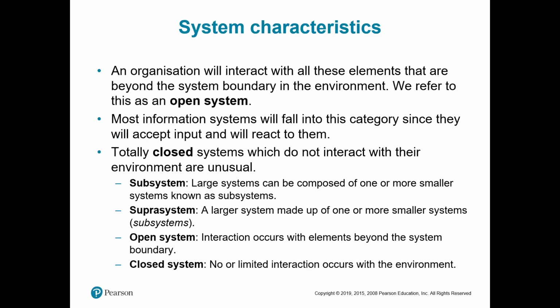All right. So an organization will interact with all these elements that we've just spoken about that are beyond the system boundary in the environment. We refer to this as an open system. All right. So open systems are systems that basically interact with the outside community. It depends on the outside environment in order to be able to achieve its goals. Those are open systems. They need feedback from the environment in order to work. We need feedback from our competitors, our partners, in order for the system to work.